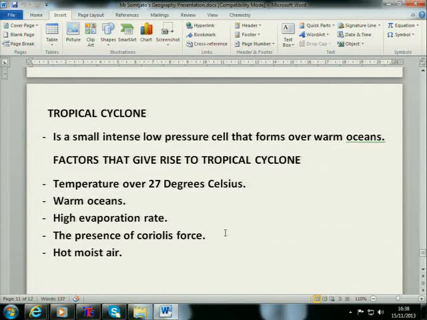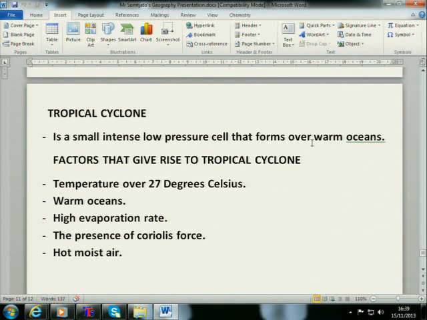The definition. You might be asked to define a tropical cyclone. We're saying a tropical cyclone is a small, intense, low-pressure cell that forms over the warm oceans.